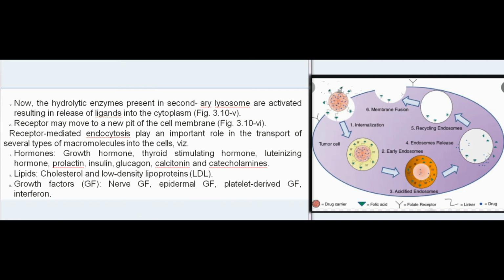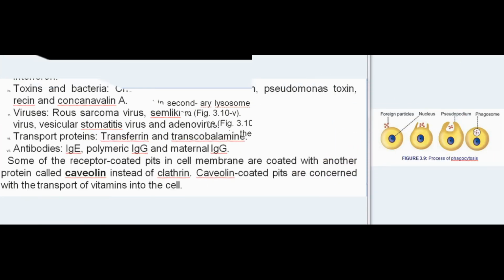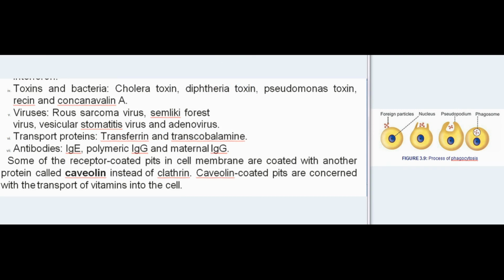Growth factors: GF, nerve GF, epidermal GF, platelet-derived GF, interferon. Toxins and bacteria: cholera toxin, diphtheria toxin, Pseudomonas toxin, ricin, and concanavalin A. Viruses: Rous sarcoma virus, Semliki forest virus, vesicular stomatitis virus and adenovirus. Transport proteins: transferrin and transcobalamin. Antibodies: IgE, polymeric IgG, and maternal IgG.